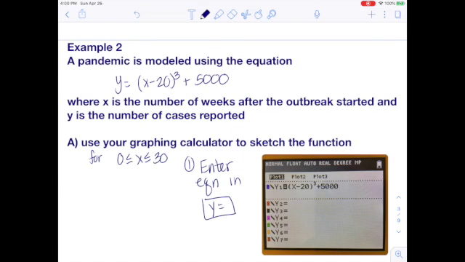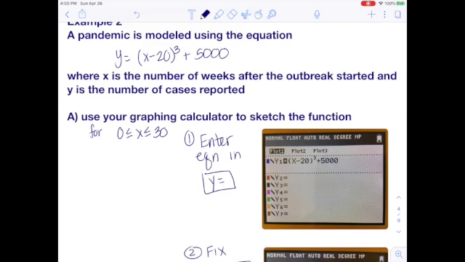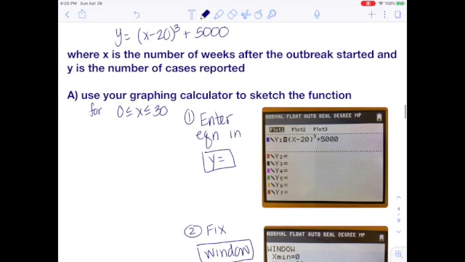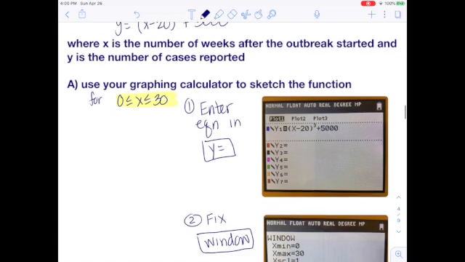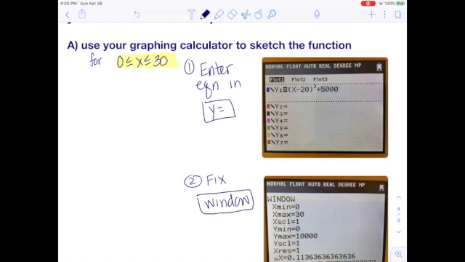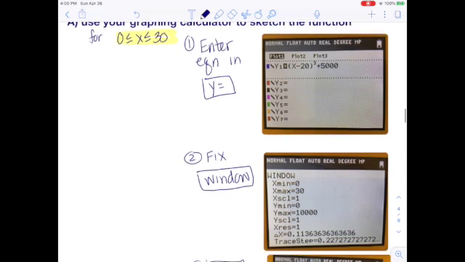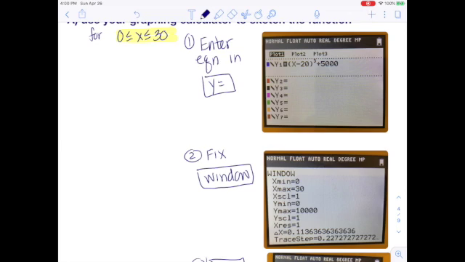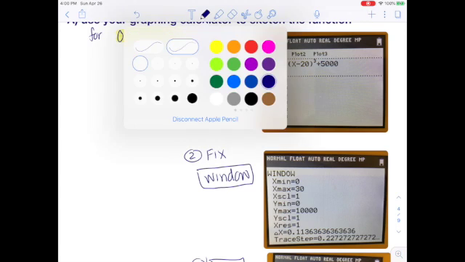For our next example, we have a pandemic that's modeled using the equation of y equals x minus 20 to the third plus 5,000, where x is the number of weeks after the outbreak started and y is the number of cases reported. Use your graphing calculator to sketch the function. Now they tell us, again, our x values, so we're going to fix our window according to that. You're going to enter your equation into y equals, type it all in, and then fix your window.